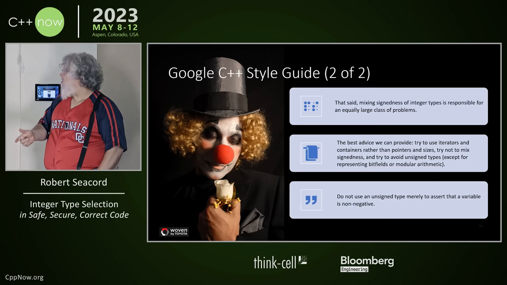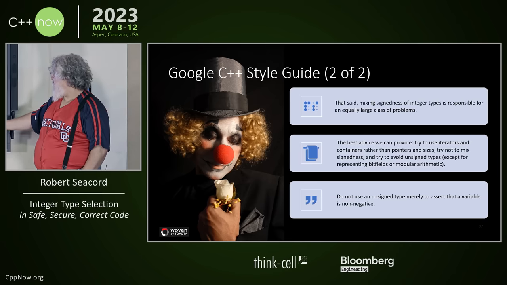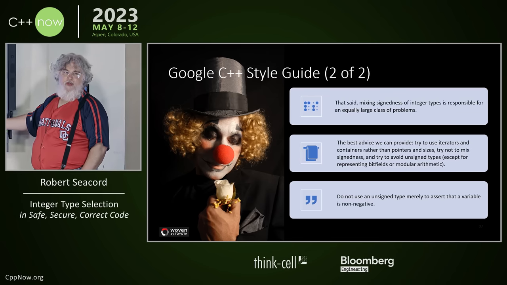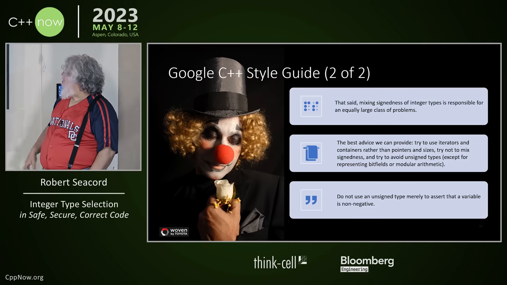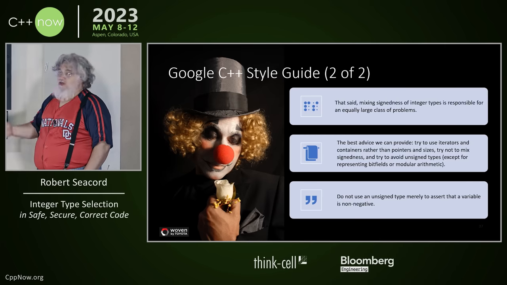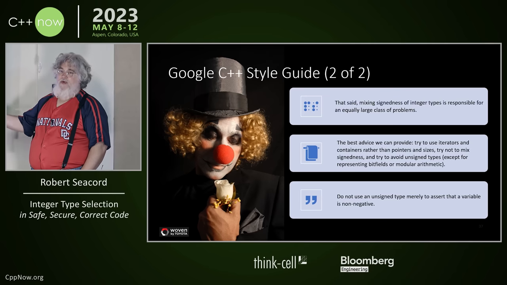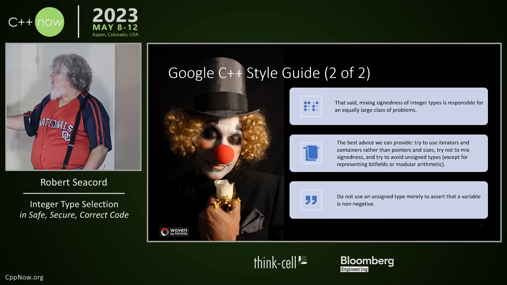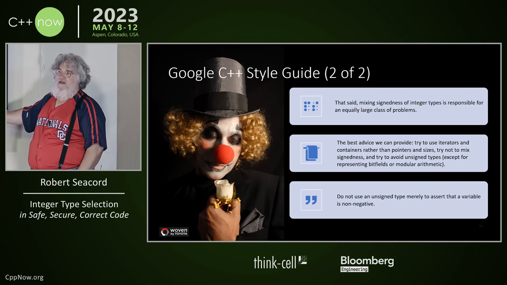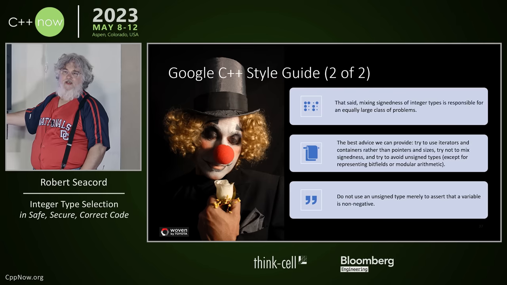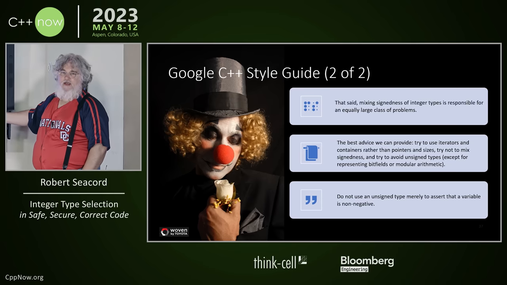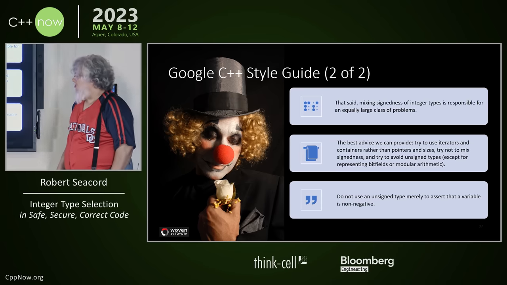It's a bad combination. And then: do not use an unsigned type merely to assert that a variable is non-negative. And actually 100% of the people in the room disagree with this point. So this is in the Google C++ style guide. Google's a good company, a lot of smart people. People believe this, right? Saying things like this is almost negligent. We had a panel last night about safety and security. Things like this are not making things better. This is making things a lot worse. Things are getting worse. So they really have to delete this, if not retract it and say the opposite. That's my opinion.